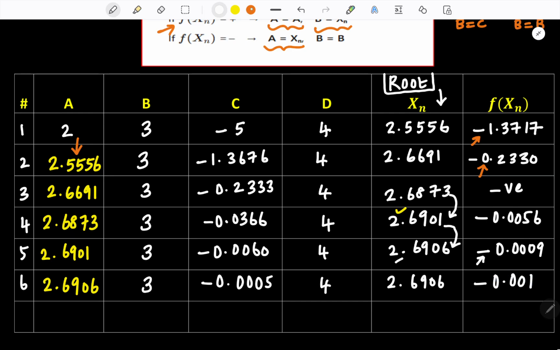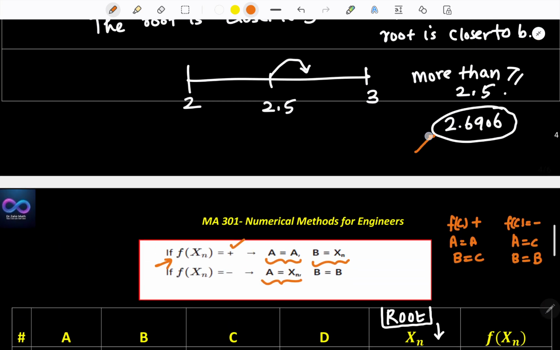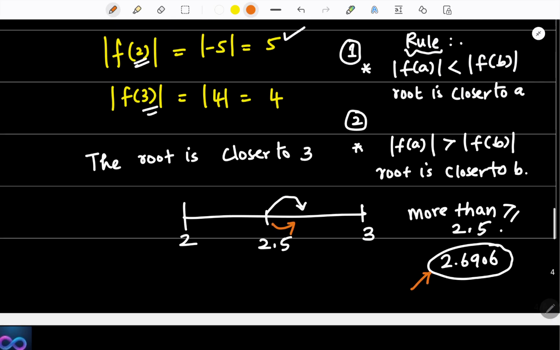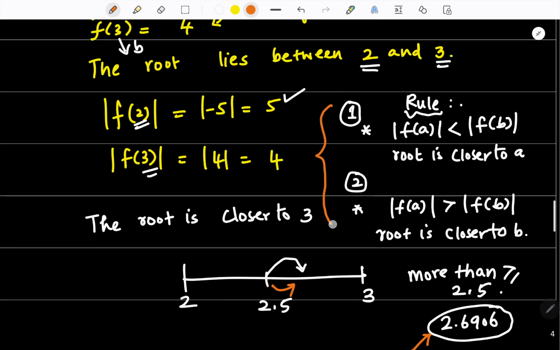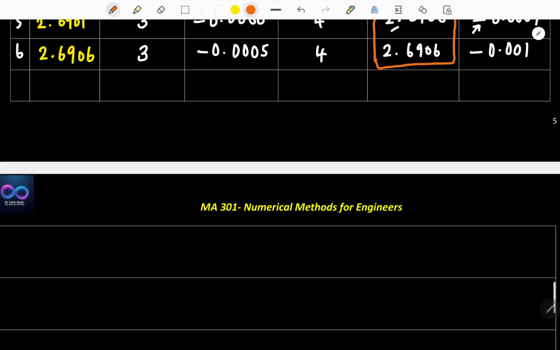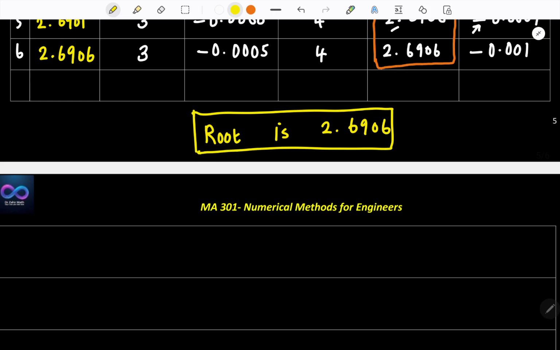You will get negative 0.001, and you look at these two boxes. Wow. It is 2.6906, the same answer which we got in the calculator, and I told you this is out. See how much mathematics is involved. Whatever answers we get in the calculator, we are checking by the rule and by the concept also, right? So the root, or the solution, is 2.6906. Very, very easy.